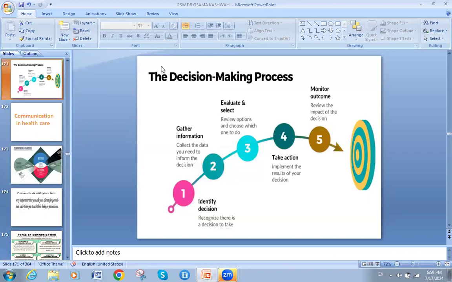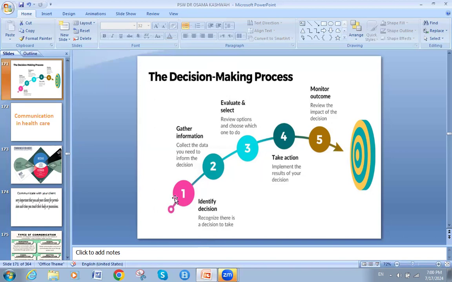So here are the steps of the decision-making process. The first step is to identify the decision, or check what the problem is. The second step is to gather information about the problem, the reasons and the causes of the problem. Third, evaluate and select the alternative. Fourth, take an action.